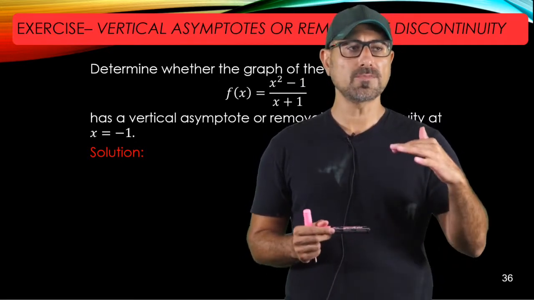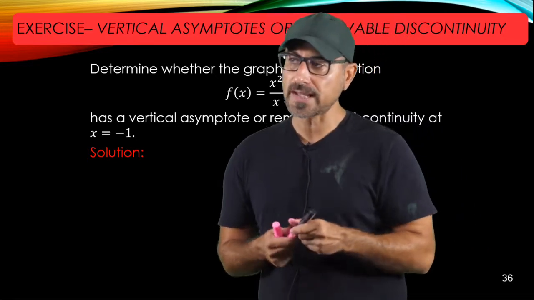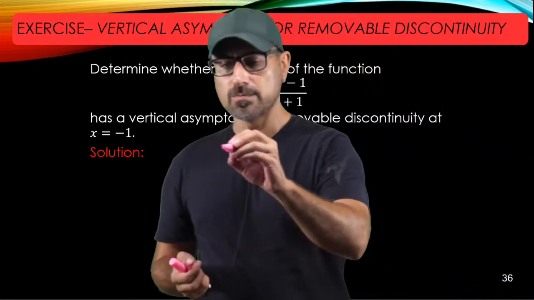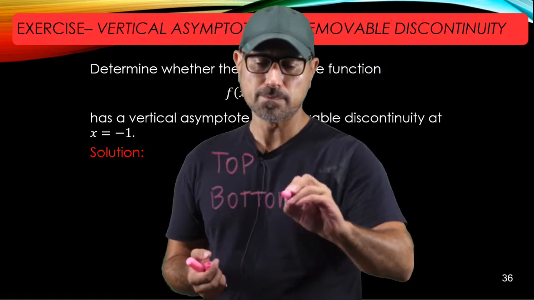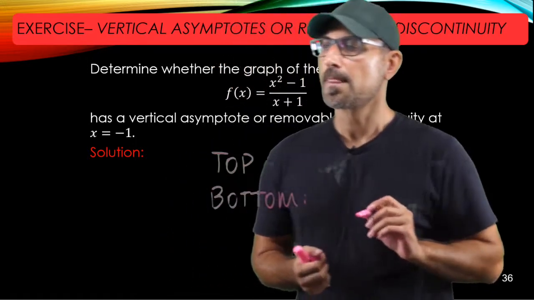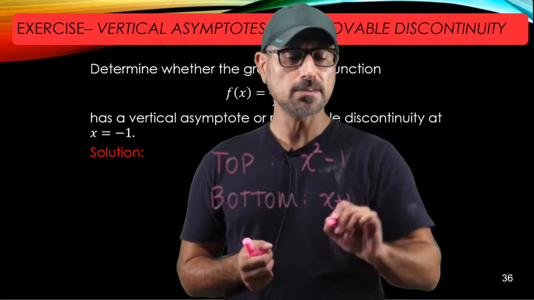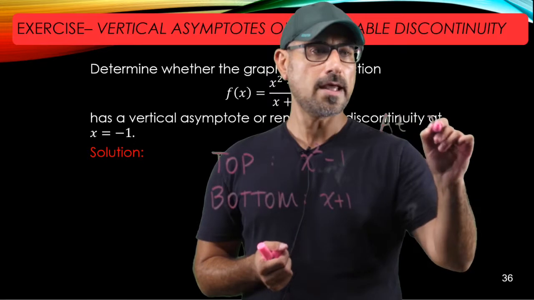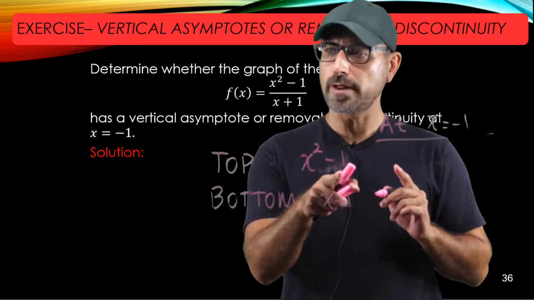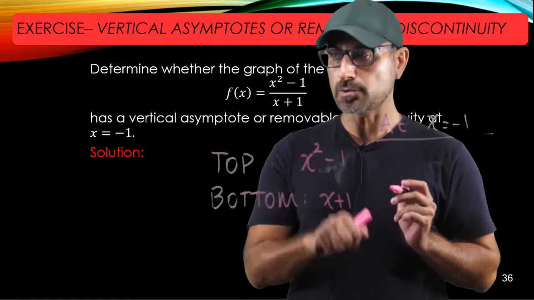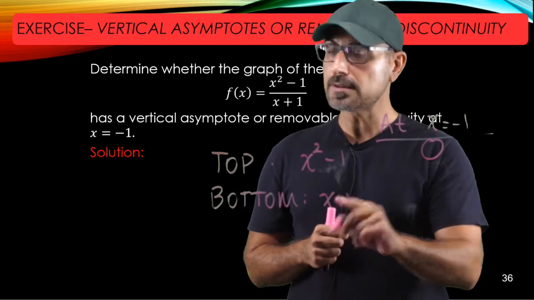For the existence of a vertical asymptote, we're going to look for an x value for which the bottom of the rational function is 0 but not the top. And here the point is x equals negative 1. So let's just write the top and the bottom separately. The top is x squared minus 1 and the bottom is x plus 1. So at x equals negative 1, the top is (negative 1) squared minus 1. This is a quantity squared, so it ends up 1 minus 1, 0. And the bottom turns out to be 0 as well.